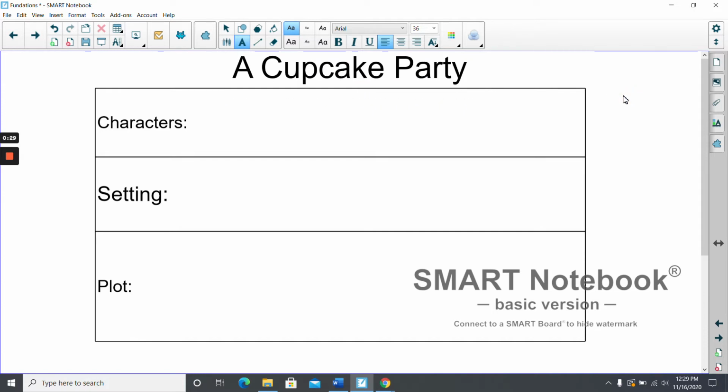And we have our characters, our setting, and our plot. So if you remember, our characters are the people or the animals in the story. And then we have the setting, which is where the story takes place. And then we have the plot, which is the story events, okay? So today, we're going to practice going through and filling out this story structure chart together.